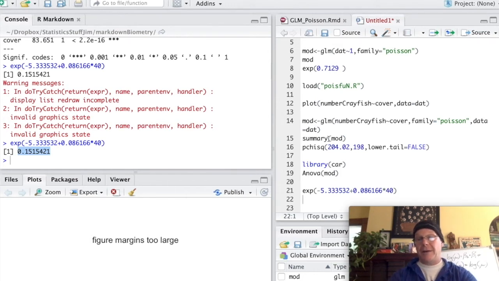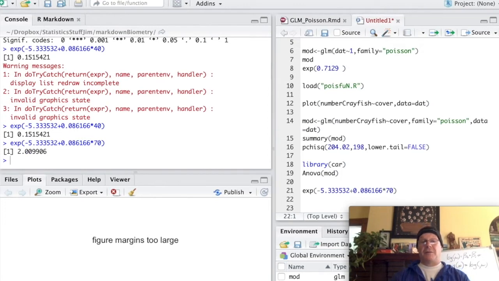But we could crank it up a little bit. What happens if we had a cover of, say, 70? We'll pop that into our model. Now we're expecting roughly 2 crayfish every time we go to a quadrat that has much higher cover, a cover of 70. And we could do that for any possible value of our covers.